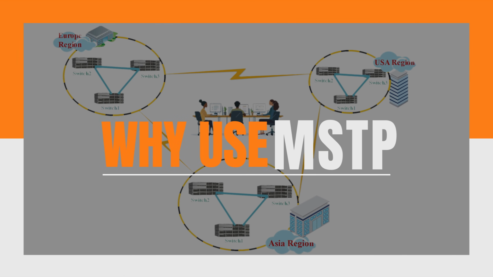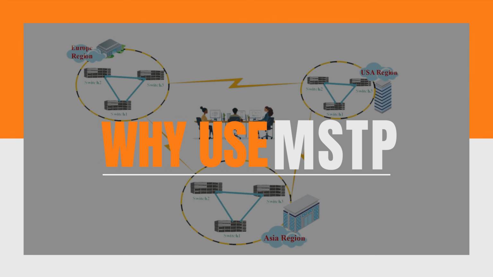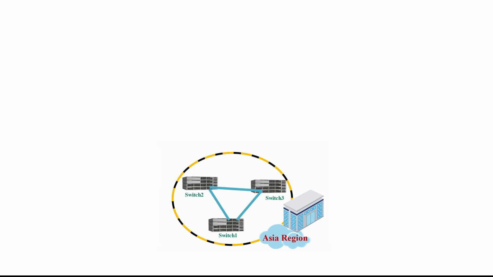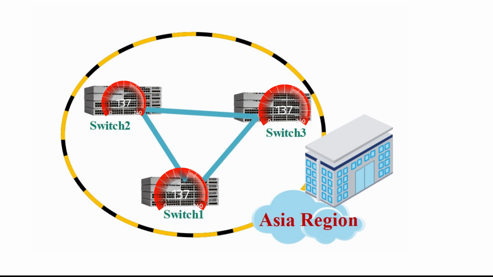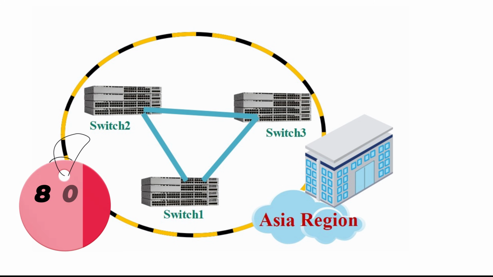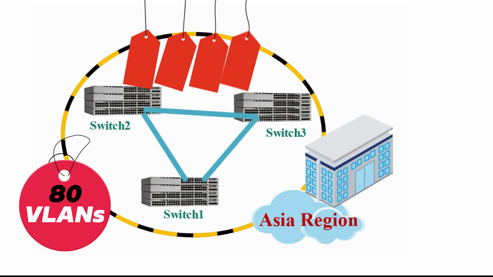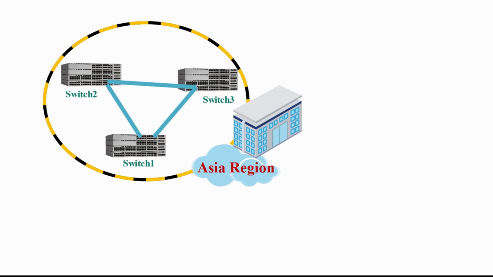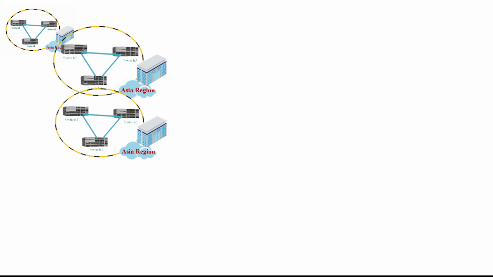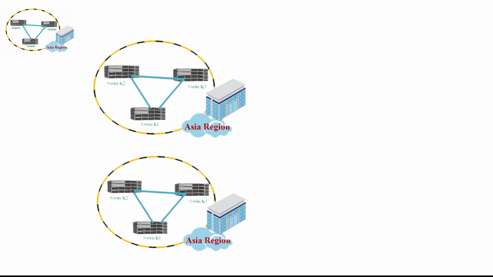Now, let's see why MSTP is important for large networks. Well, in large networks with hundreds of VLANs, running one spanning tree instance per VLAN can overwhelm your switches. For example, in this network infrastructure, we have 80 VLANs and we are using RSTP, or rapid-PVST+, for VLAN management. Rapid-PVST+ does load balancing by assigning a different root bridge for each VLAN over the network.